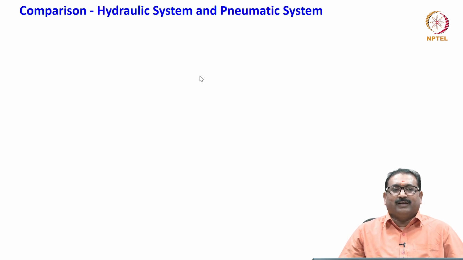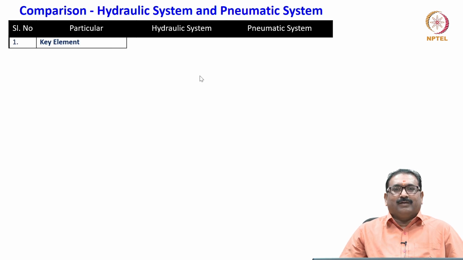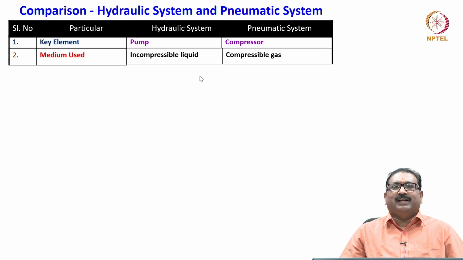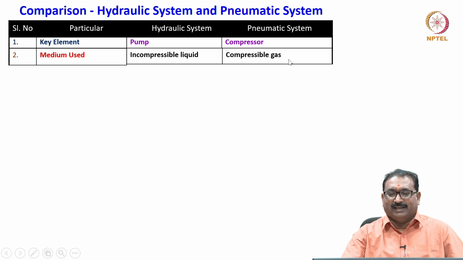Quickly we will see the comparison between the hydraulic system and pneumatic system with certain parameters. What is the key element in the hydraulic system? In the hydraulic system, the key element is the pump. In the pneumatic system, it is a compressor. The medium used in hydraulics is incompressible liquids, and here it is compressible gases, generally air.